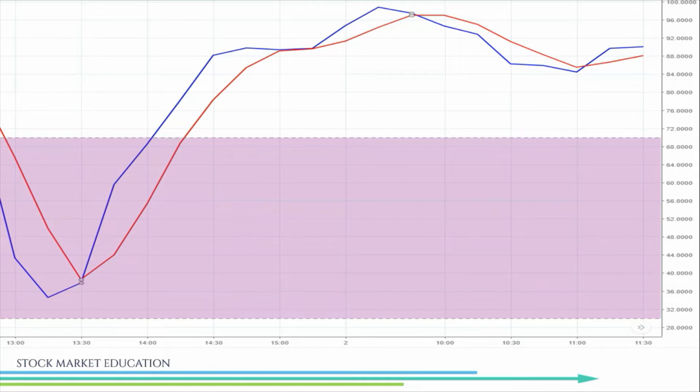Now when this blue line crosses the red line from below, it is a buy signal, and when the blue line crosses the red line from above, it is a sell signal or an exit signal. So whenever we want to go long, we can wait for this particular signal using stochastics, and here this will be an exit point. This will be an exit indication for us.